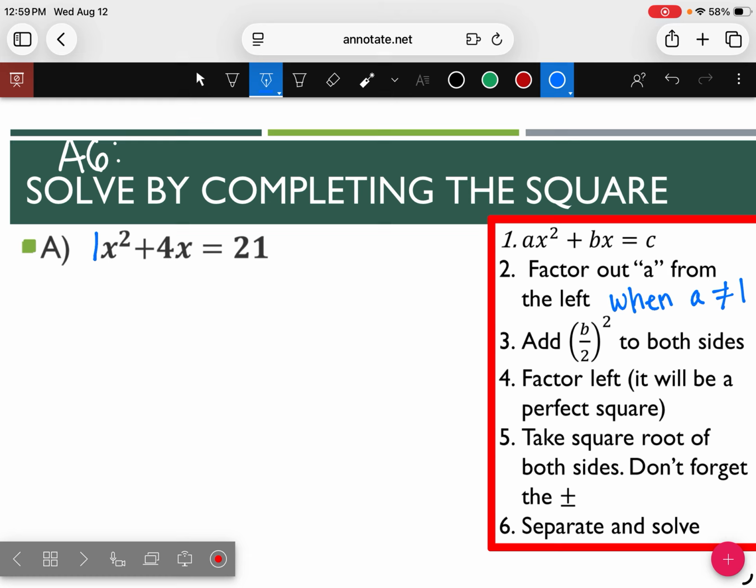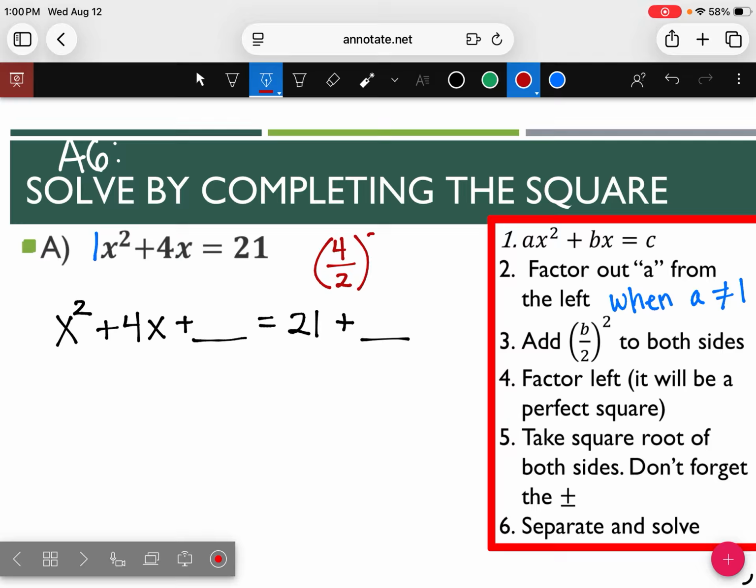So we can skip down to the third step. Step 3, I'm going to rewrite this and give myself a little space. So I have x squared plus 4x plus something equals 21 plus something. So to figure out the number that goes on that blank, we have to take the b value, which, what is b? 4. Divide that by 2. And then square it.